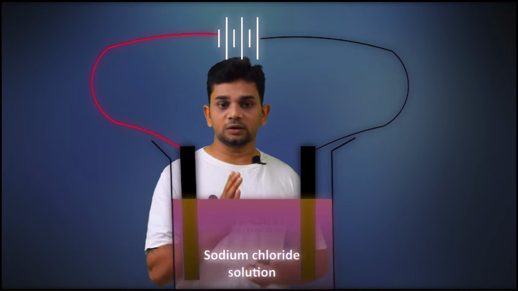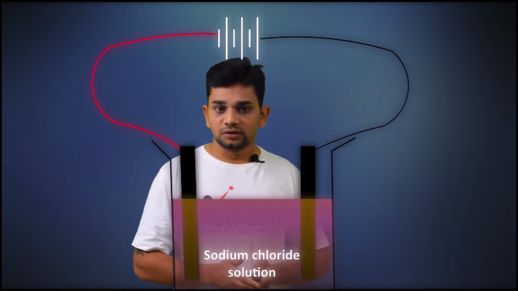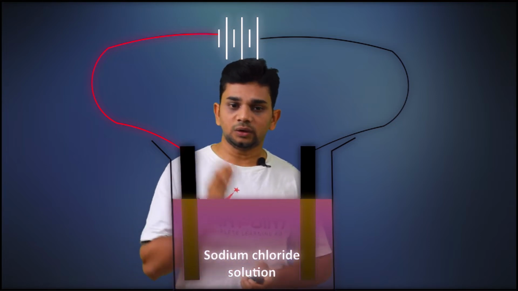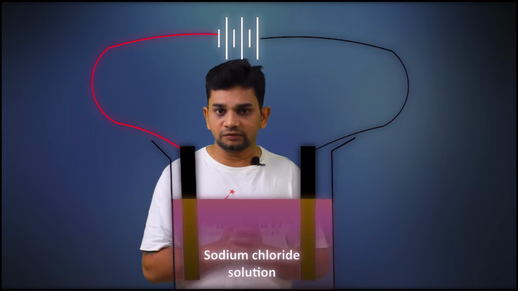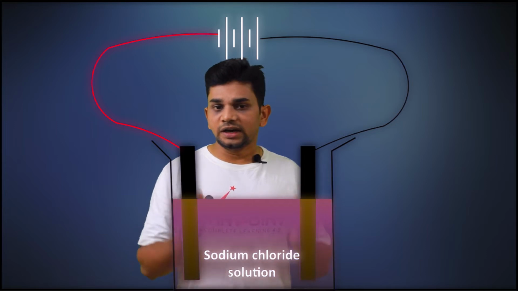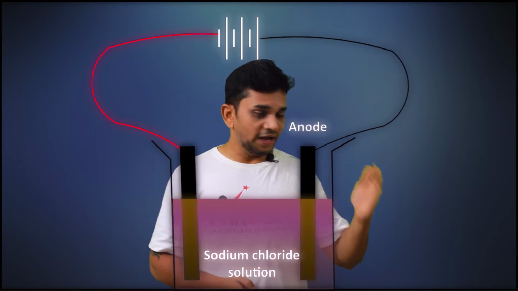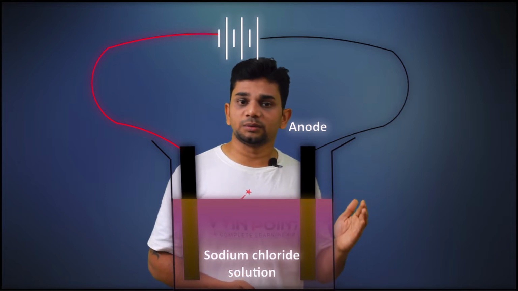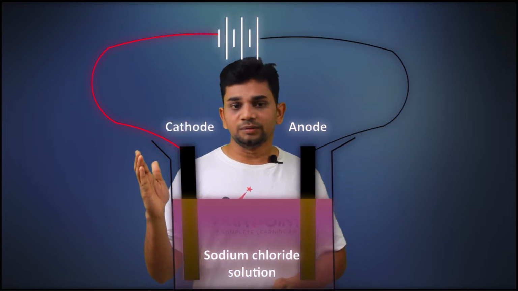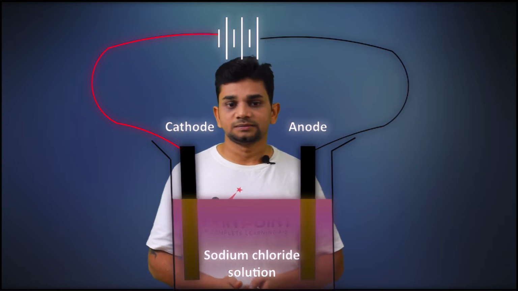So this one is sodium chloride solution, or salt solution, or brine solution. When electricity is passing through this salt solution, when we are connecting it with the battery, there will be flow of electricity, right? When electricity is passing through this solution, there will be a reaction. It is anode because it is connected to the positive terminal of the battery. It is cathode because it is connected to the negative terminal of the battery, right?